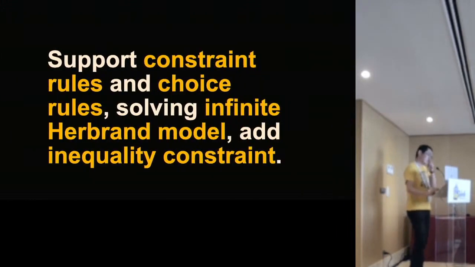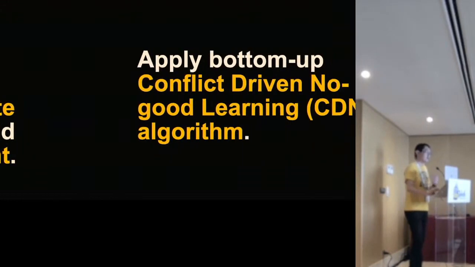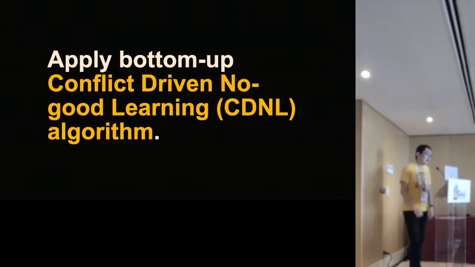As future work, we want to support the constraint rules and the choice rules. We also want to solve the infinite Herbrand model and maybe add inequality constraints, a lot of things in there. And more importantly, we want to apply the bottom-up, state-of-the-art conflict-driven nogood learning CDNL algorithm to stableKanren as well.